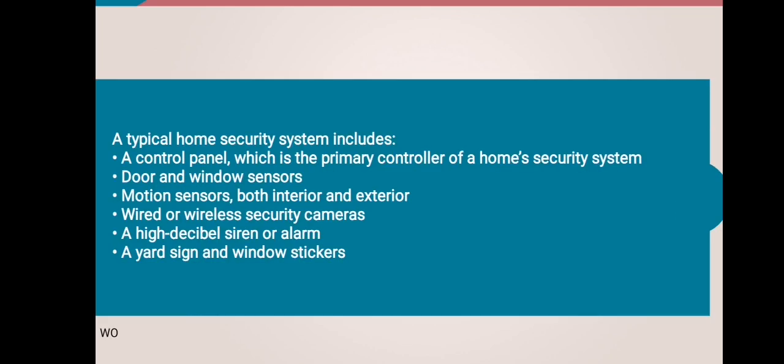Look at this one. A typical home security system includes, first, a control panel, which is the primary controller of a home security system. Door and window sensors, motion sensors both interior and exterior, wired or wireless security cameras, a high-decibel siren or alarm, a yard sign, and window stickers. As we go through our topic, we will discuss all of it.